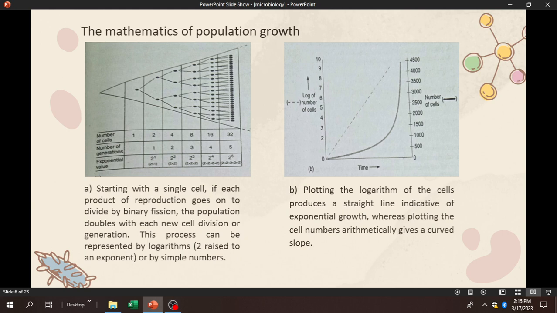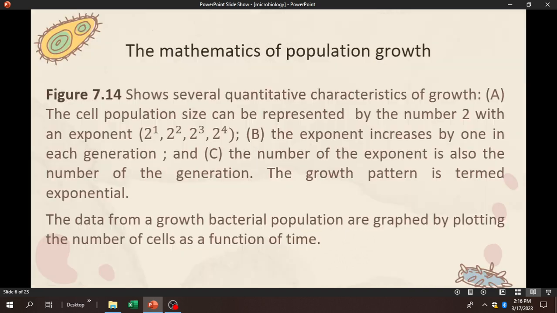Figure 7.14 shows several quantitative characteristics of growth. The cell population size can be represented by the number 2 with an exponent: 2 raised to 1, 2 raised to 2, 2 raised to 3, and 2 raised to 4. The exponent increases by 1 in each generation, and the number of the exponent is also the number of the generation. This growth pattern is termed exponential.